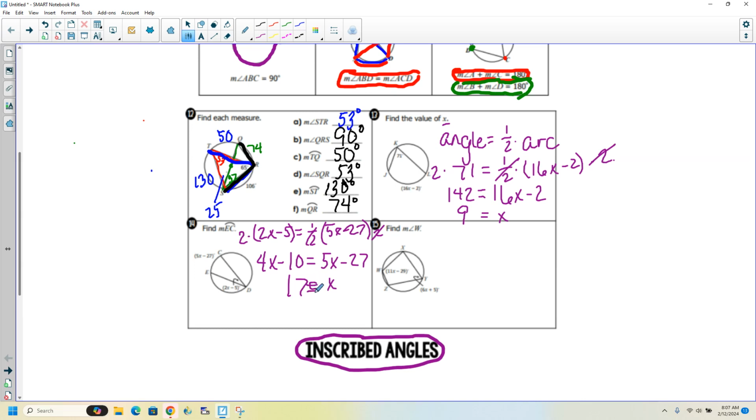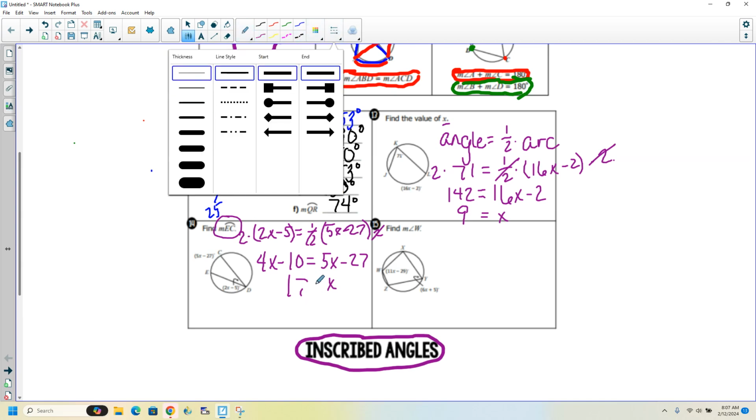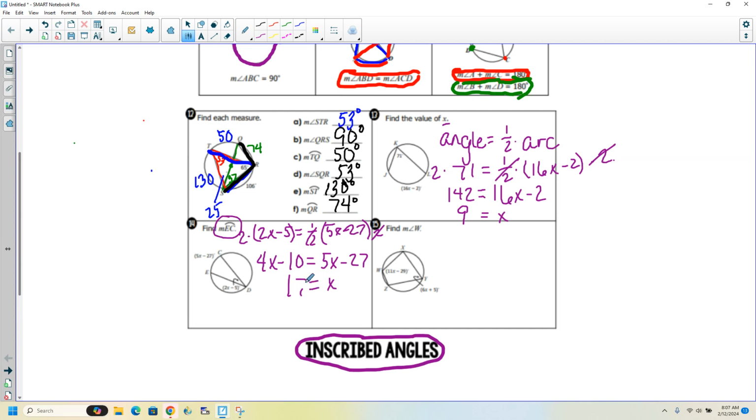It's supposed to be an equals. There we go. And on this one, they asked me to plug it back in. So first of all, that equal sign is really annoying me. Let me try a little harder. Get my purple skinny pen. There we go. Equals. Don't drag my hand this time. There we go. Now that I know x equals 17, plug it in for EC. That's the 5x minus 27. And I find out that the measure of arc EC equals 58 degrees.